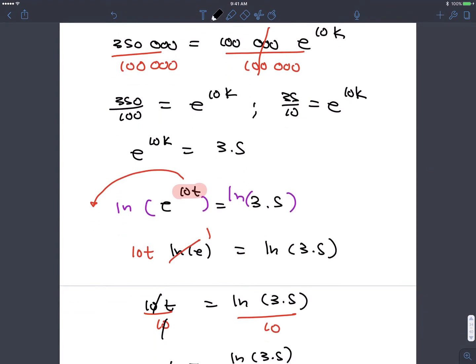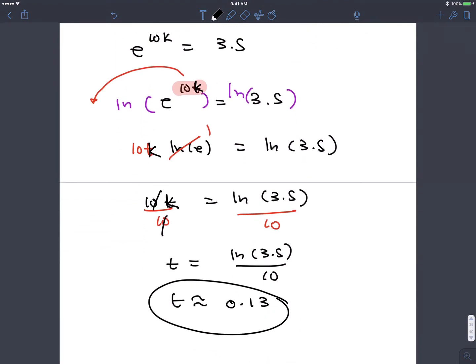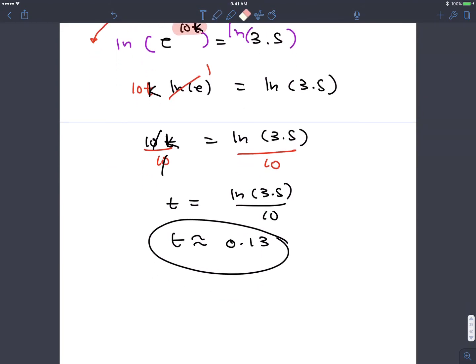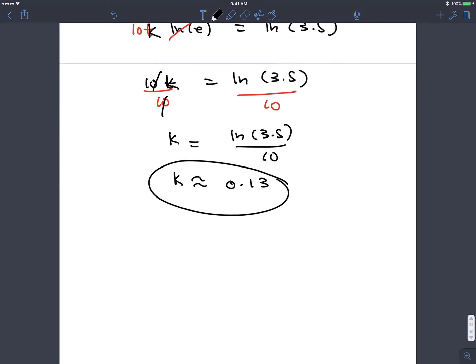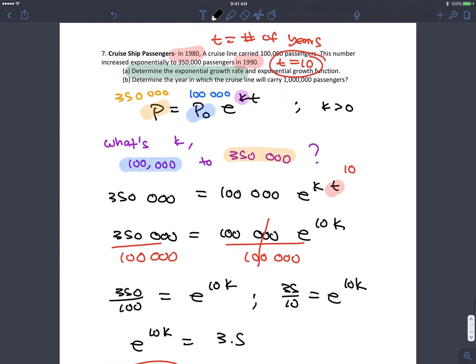Seeing if this makes sense now, k. This is the rate. K. This is our rate. This is 13%. So k is approximately 13%. That's the growth rate. Now what that means for our model, since k is 13%, we got that here.